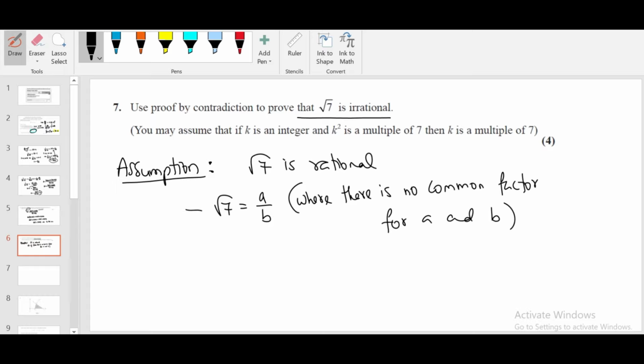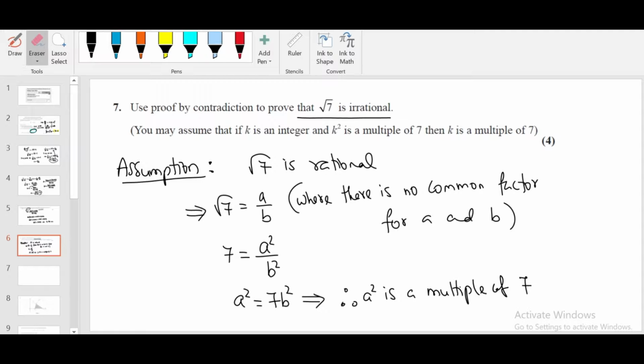Okay, now I'm going to square this both sides. So 7 becomes A square over B square. Bring the B square this side. So A square is equal to 7B square. What does that mean? A square is a multiple of 7. Therefore, A square is a multiple of 7.